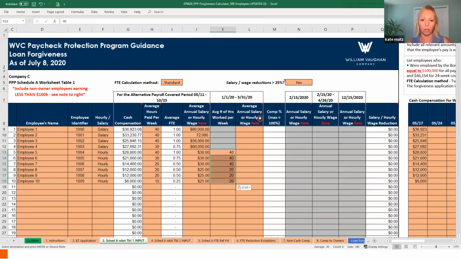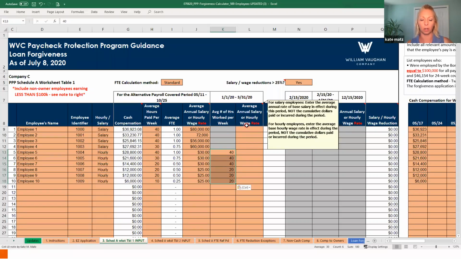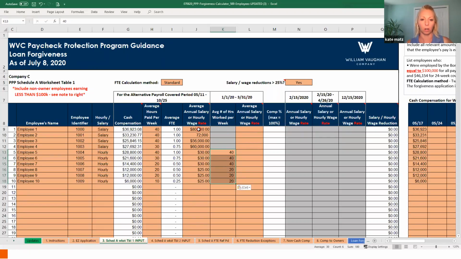And then our next column is the average annual salary or hourly wage rate again. So it's the same measurement that we had over here, but a different time period. One is our covered period, and the other one is our comparative period that we're using, which is the first quarter of 2020. So let's bring that information over. Okay, and so here we can start to see some differences.